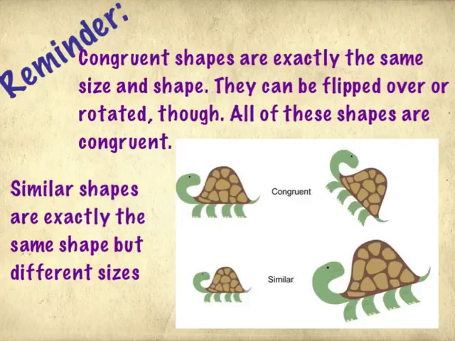Similar shapes are exactly the same shape but different sizes. So these guys are similar. They're exactly the same but one's grown bigger. So congruent is identical in every way. Similar is same shape but different size.